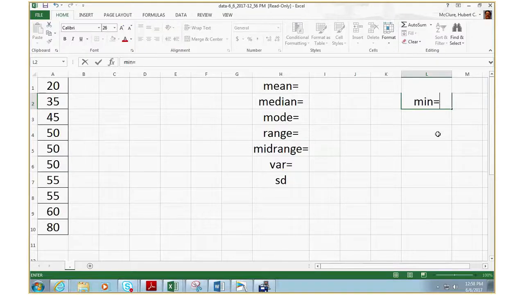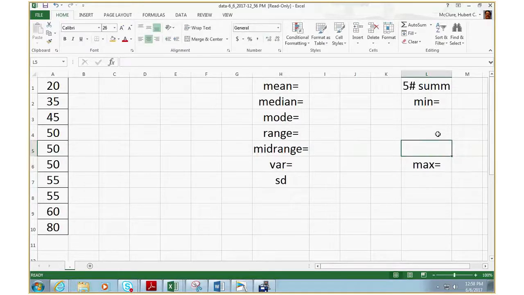Min, max, quartile, second quartile, all right. Like I say, if you can't do it, just consider yourself a failure and meditate. You're welcome.